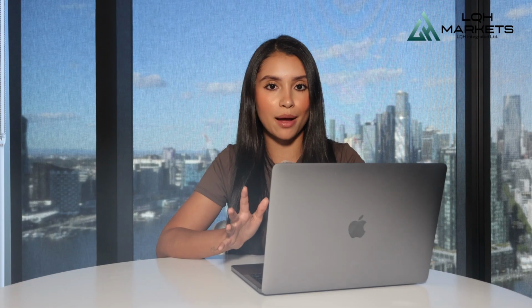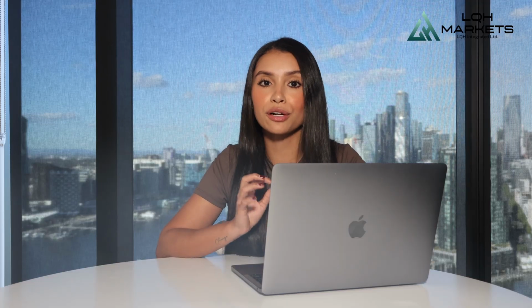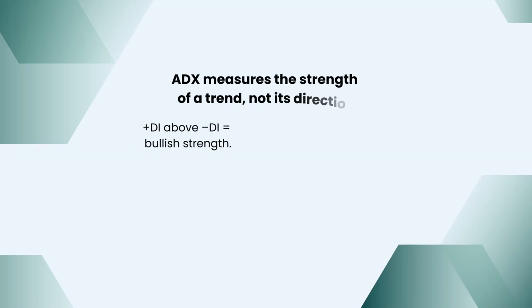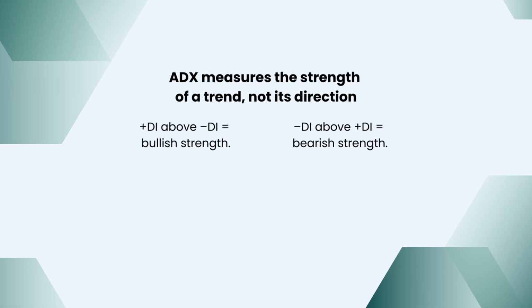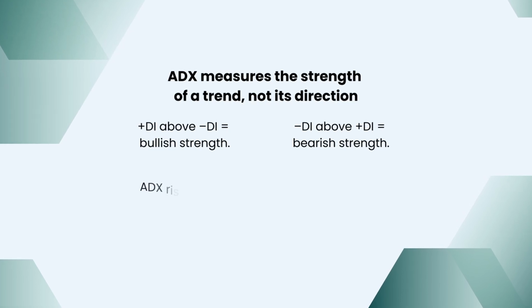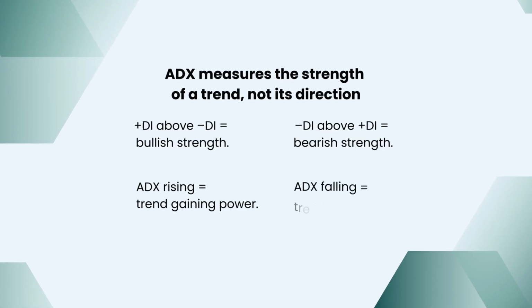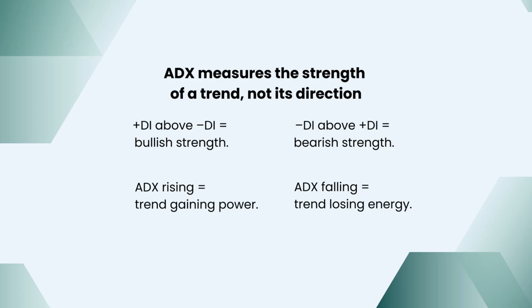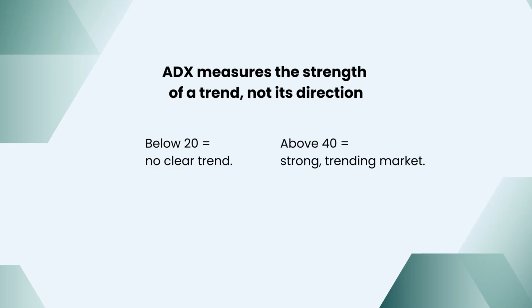So let's recap. ADX measures the strength of a trend, not its direction. The plus DI above the negative DI is bullish strength. The negative DI above plus DI equals bearish strength. The ADX rising equals trend gaining power, but the ADX falling equals trend losing energy. Below 20, no clear trend. Above 40, strong trending market.